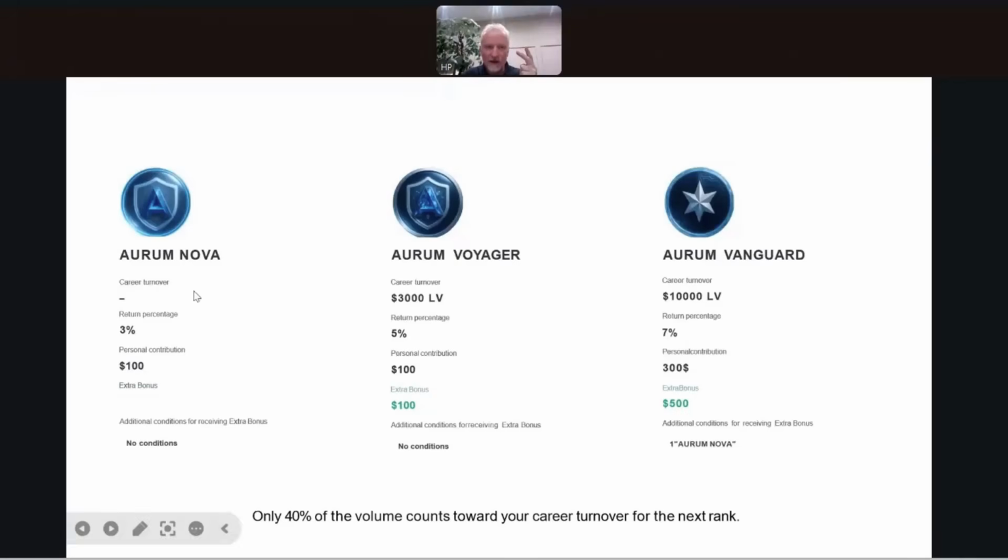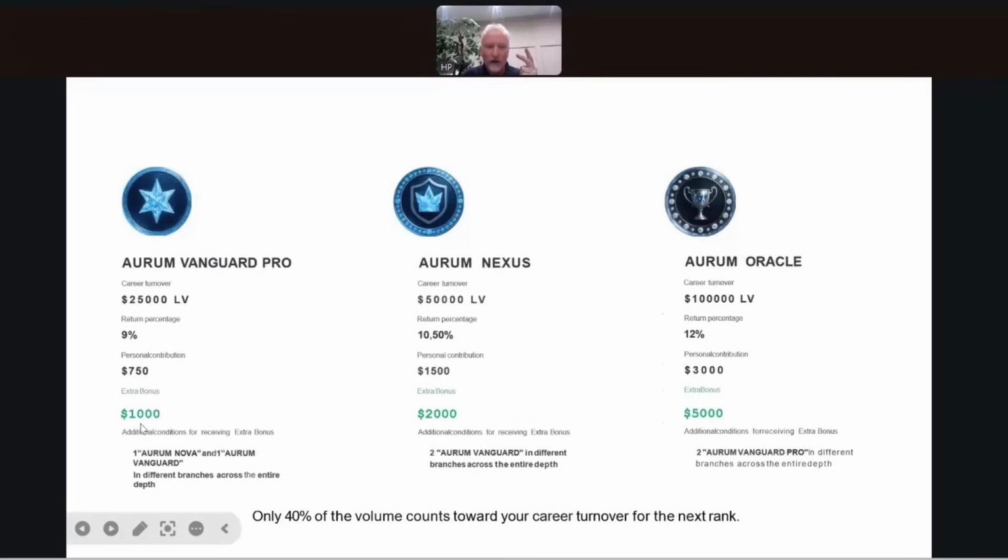All right. So it starts with Nova, Voyager, Vanguard. To go to Vanguard Pro, you need 1 person at Vanguard, and you need 1 new person. To go Nexus, you still only need 2 people, but both have to grow to Vanguard. Not even the person you introduced, but that leg has to have a Vanguard on it. If it's not your person, theirs or theirs or theirs counts.